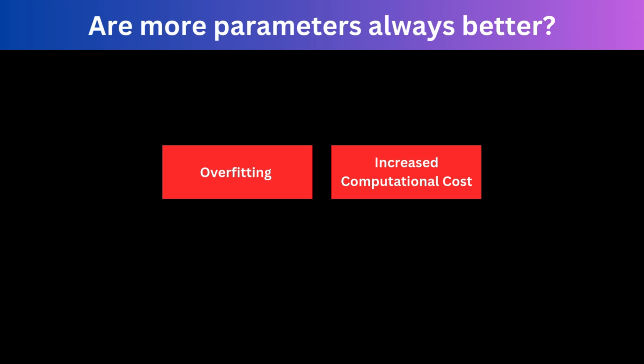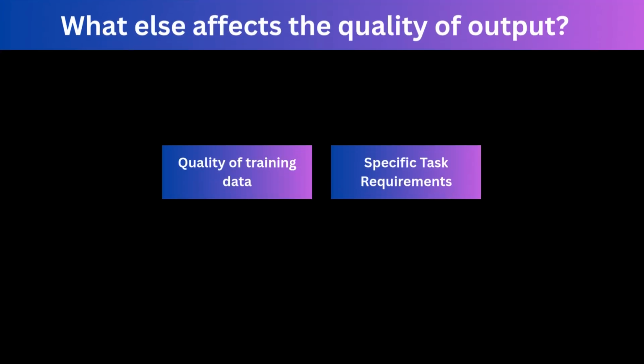Also, it leads to increased computational costs during training and inference due to the need for more memory, processing power, and longer training times. So what else affects the output quality other than parameters? Turns out the quality of data that we have fed during the training also matters, along with the type of task, like coding, solving complex math problems, generating creative output, etc.